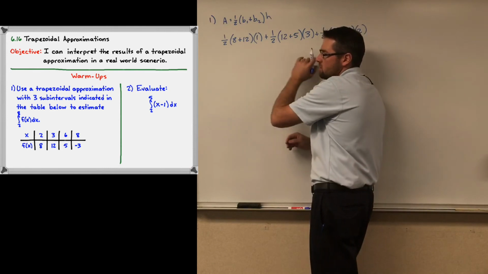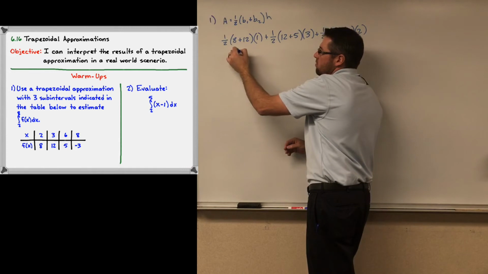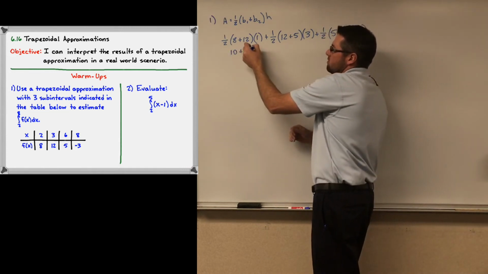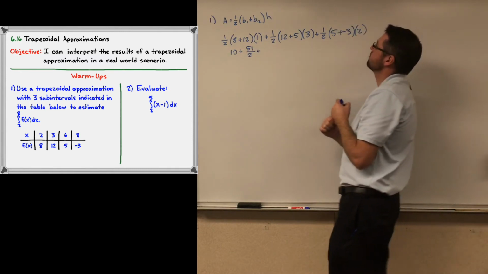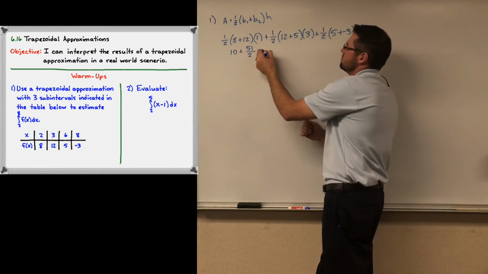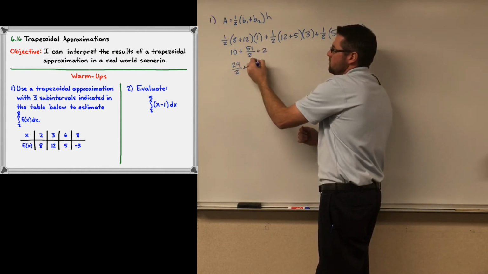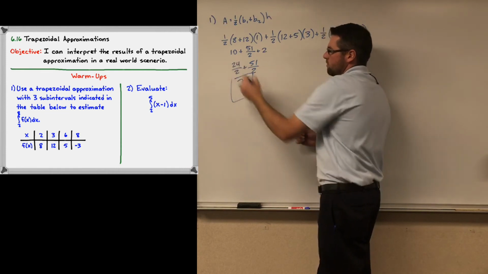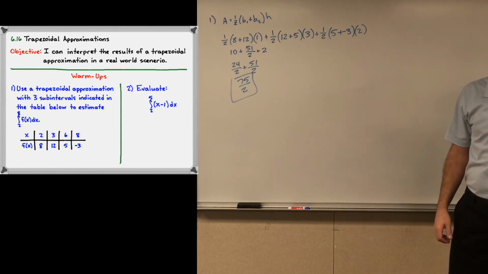So did you guys evaluate that? So what do we get? 10 here? Plus 51 over 2? Plus 2? So let's see, that's 24 over 2 plus 51 over 2, 75 over 2? Are we good with that? Any questions on that one? Pretty straightforward? I think so.